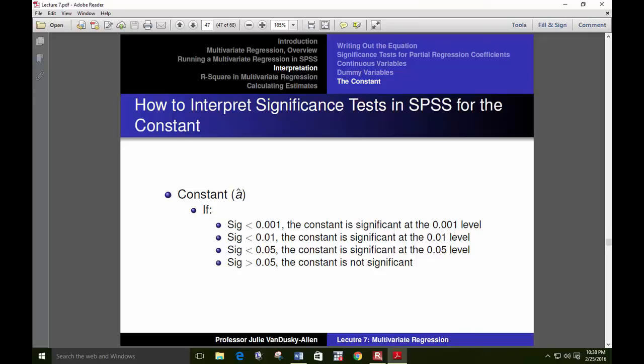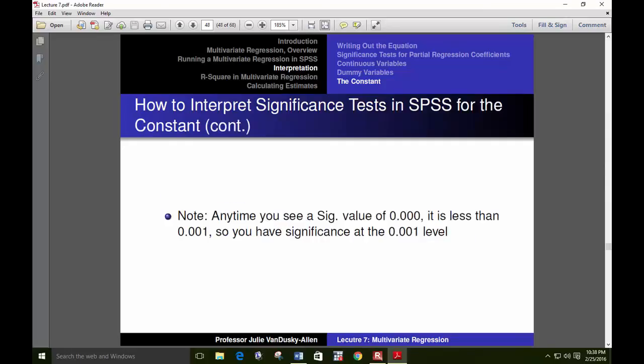If the sig value is less than 0.01, then the constant is significant and different from 0 at the 0.01 level. If not, move on to the next step. If the sig value is less than 0.05, then the constant is significant and different from 0 at the 0.05 level. If not, then the constant is not significant and is indistinguishable from 0. Also, note that any time that you see a sig value of 0.000, then it is less than 0.001 and the significance is at the 0.001 level.